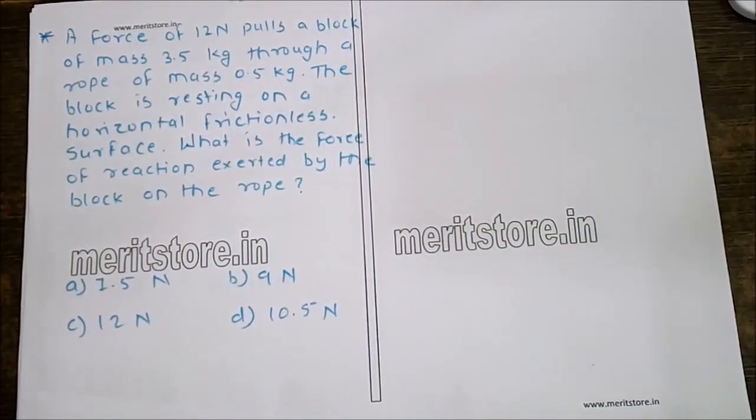A force of 12 Newton pulls a block of mass 3.5 kg through a rope of mass 0.5 kg. The block is resting on a horizontal frictionless surface. What is the force of reaction exerted by the block on the rope? The options are 7.5 newtons, 9 newtons, 12 newtons and 10.5 newtons.